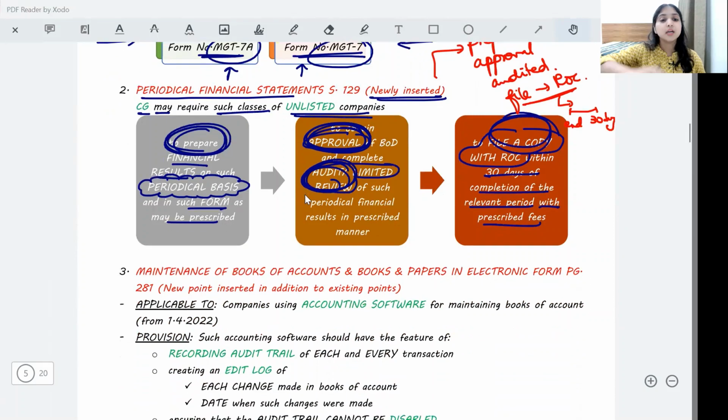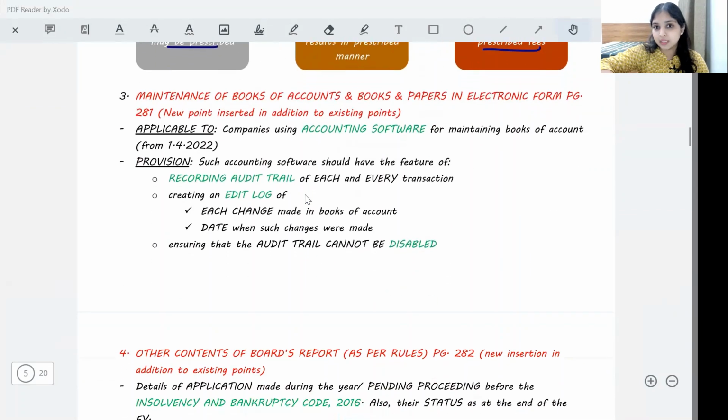And then we learned a new provision that central government may ask some unlisted companies to prepare periodic financial statements, get board approval, and also get them audited, and also file them with the ROC within 30 days. All right, all clear? Fine.